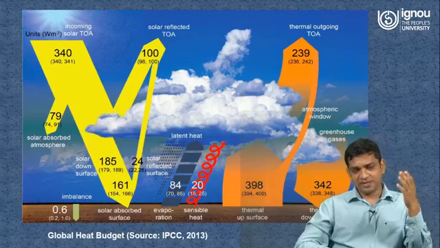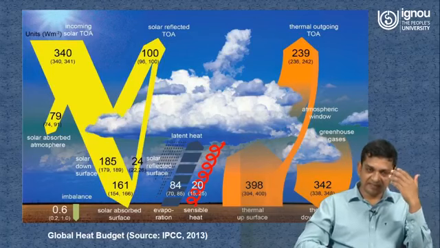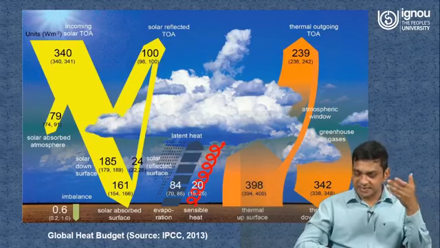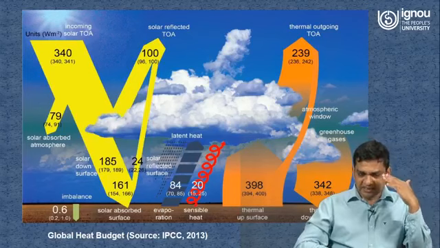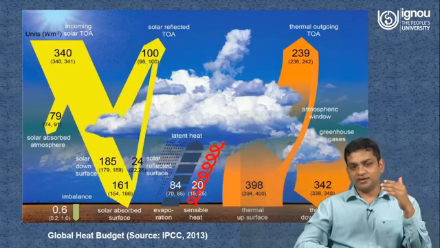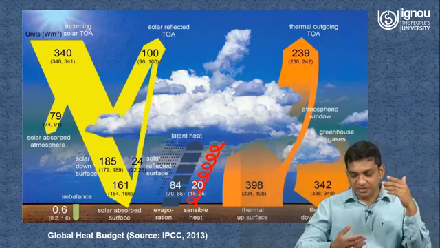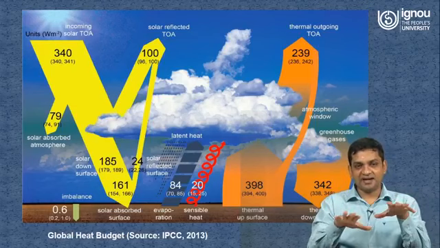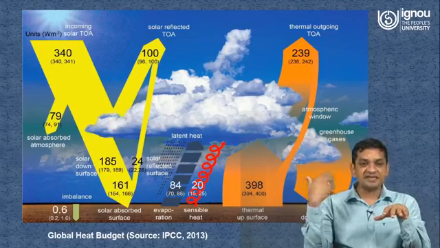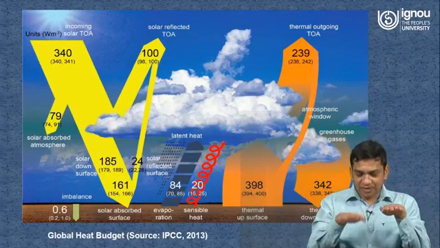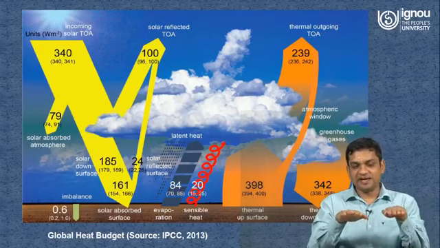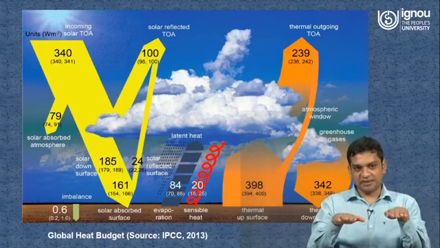So the remaining amount reaches the Earth's surface, it interacts with the atmosphere, and in the process it gets absorbed as well. And once it is absorbed in the atmosphere, and the same is the case with the Earth's surface, it has to go back. So to maintain the balance between incoming solar radiation and outgoing terrestrial radiation, there should be a balance, and this balance is required for a stable climate.